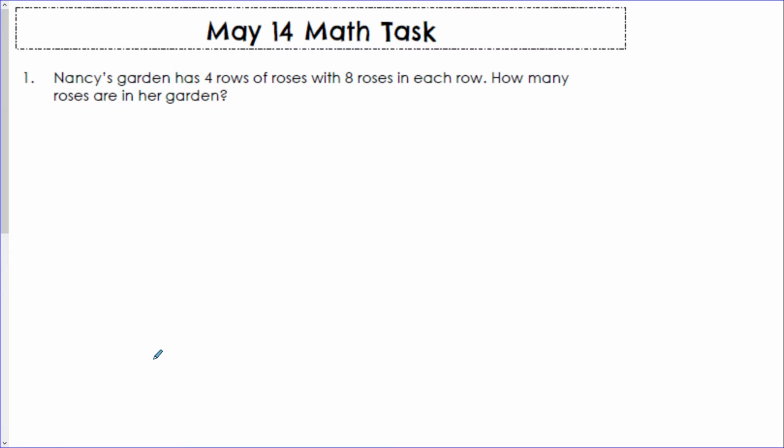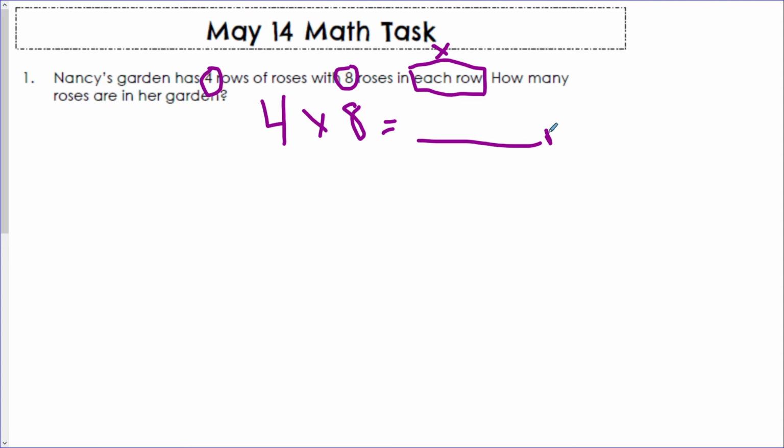Nancy's garden has 4 rows of roses with 8 roses in each row. How many roses are in her garden? Okay, so I have 4 rows of roses, 8 roses in each row. When I have rows and columns, that's beginning to sound like a multiplication problem. So I know I have 4 rows of 8 roses. I want to know how many roses that is all together. So let's take a look.